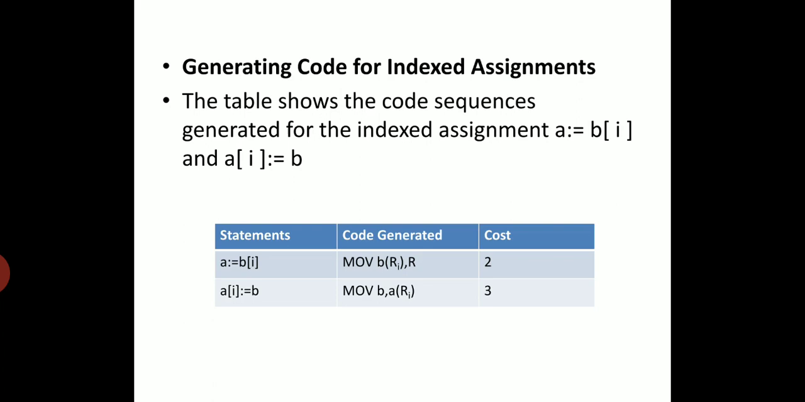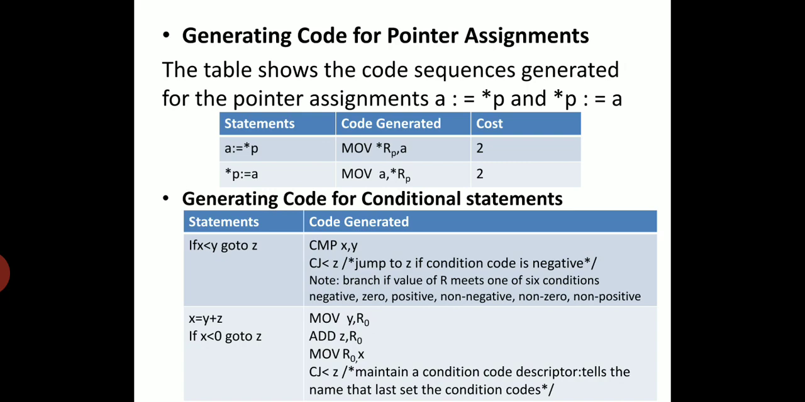Generating code for indexed assignment. The indexed assignment means arrays. So these are the codes generated corresponding to A equal to B of I and A of I equal to B. Move B of Ri comma R, and its cost will be 2, the basic cost plus the cost of the memory location B of I. Similarly, for A of I equal to B, we have to identify the A of Ri. Then it has to be moved to B, memory location B. Again, both of them are memory locations, so along with the basic cost it will come up to 3.